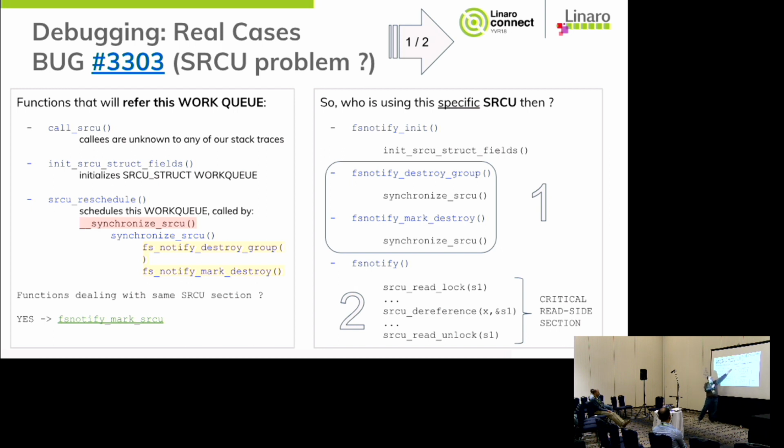The other thing was like Eclipse, right? So who is calling the synchronize SRCU? All the functions that are calling it. So fsnotify destroy group and fsnotify destroy mark, which are the two tasks that I had in the stack trace of that particular task that was running, right? And then, so this is group one, and this is group two.